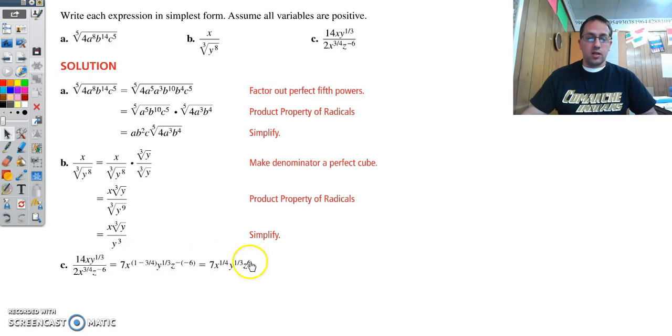And then we simplify this. 7 is 7. 1 minus 3/4 would be x to the 1/4. Y to the 1/3 is just y to the 1/3. And z to the negative 6, well, a negative makes it a positive. So z to the positive 6. All right.